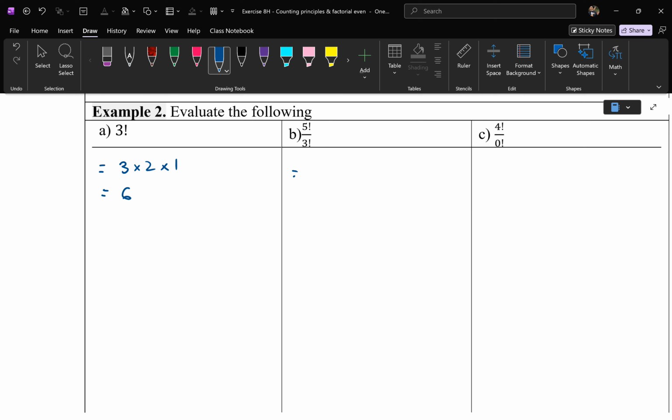Then we look at the next one. This is 5 factorial in the numerator, so 5 times 4 times 3 times 2 times 1, divided by, in the denominator, 3 factorial, so 3 times 2 times 1.